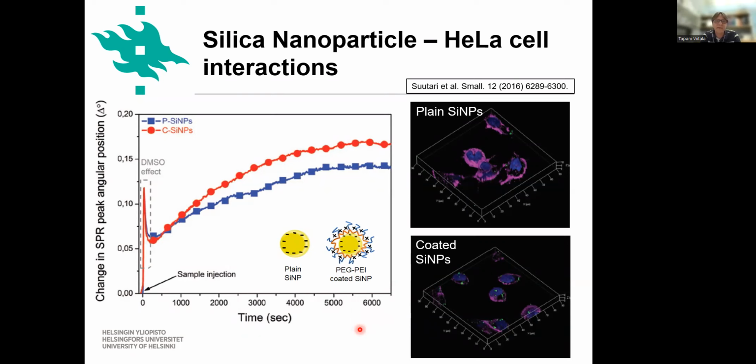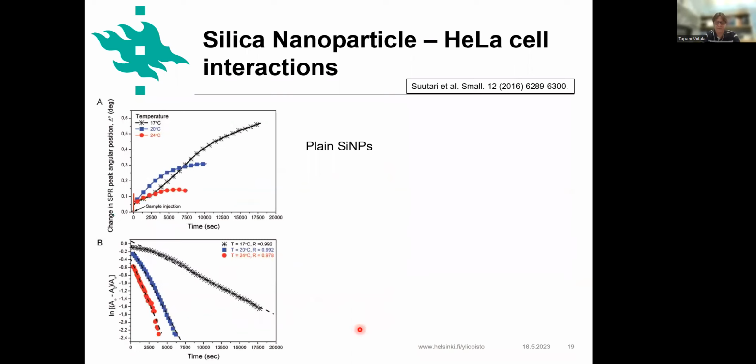We had an idea during this paper to look at more physicochemical aspects of the interaction of nanoparticles with cells, and that was to measure this interaction as a function of temperature. Because if we do it as a function of temperature, we can also determine the rate constants of the interaction as a function of temperature. And from that, we can then calculate the activation energies of the processes.